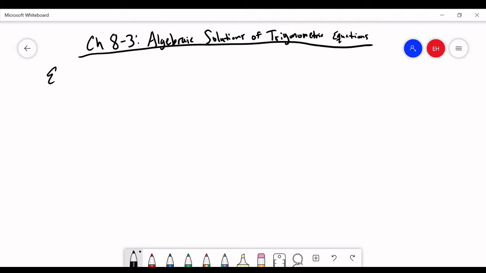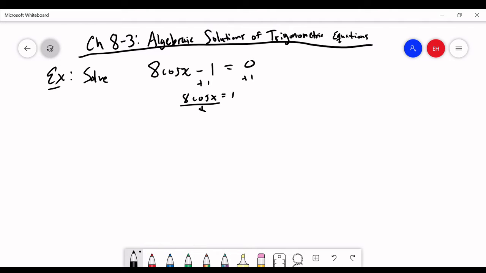Pre-Calculus students, today we've got another exciting episode. Chapter 8-3, Algebraic Solutions of Trigonometric Equations. Now, do you want to learn these skills to unlock the mysteries of the universe? I will show you how. In this first example, we're going to start off easy and build up the complexity.